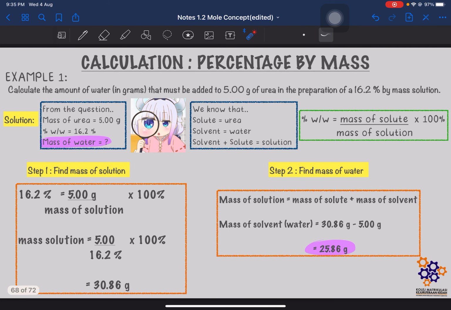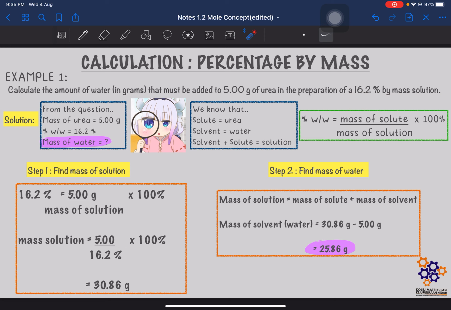Okay, now we get into how to calculate the questions that involve the percentage by mass. We have example number 1 here. Calculate the amount of water in gram. The question states specifically that it wants the answer to be in gram, that must be added to 5 gram of urea in the preparation of a 16.2% by mass solution.